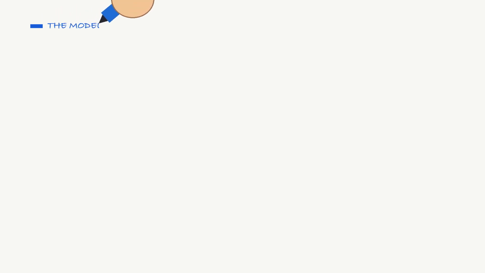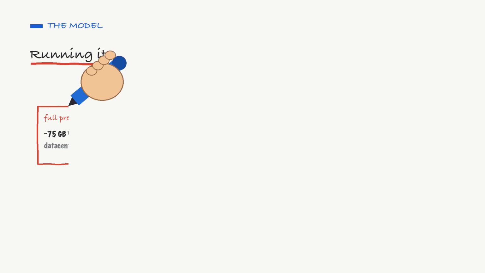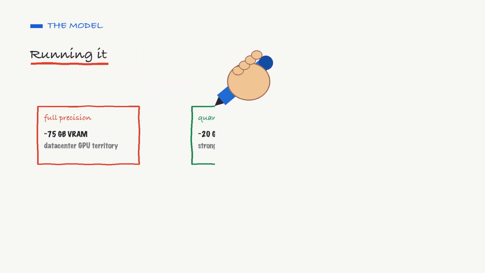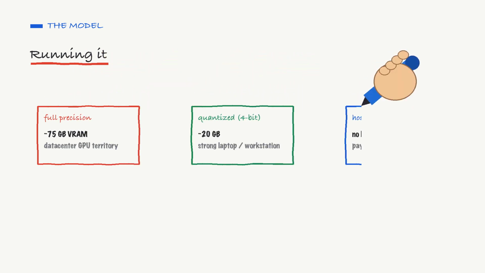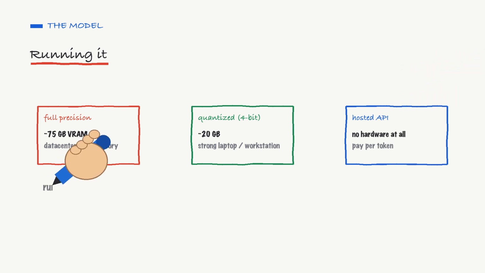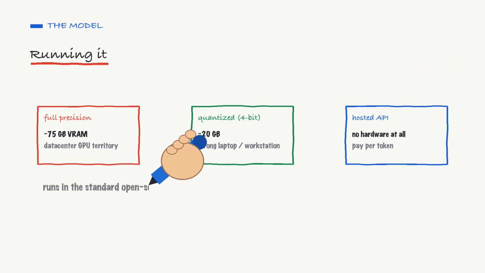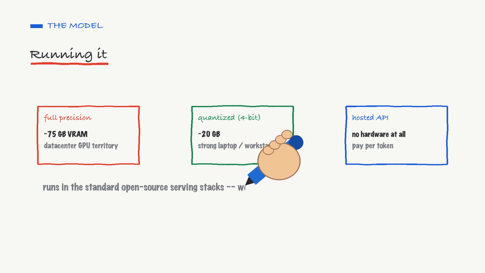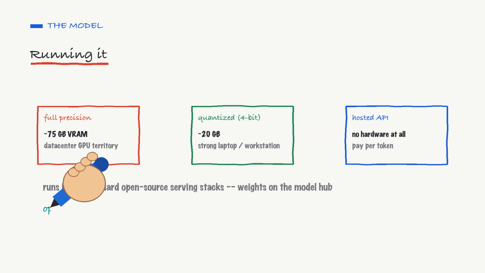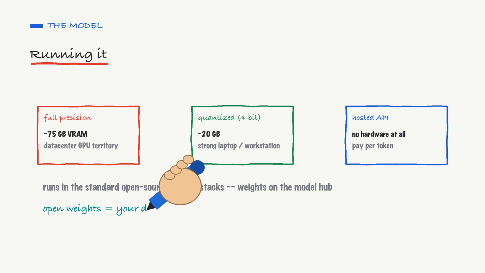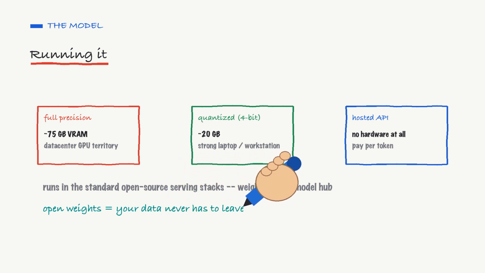Can you actually run it? At full precision, it wants around 75 gigabytes of VRAM, data center territory. But quantized 4-bit builds shrink to roughly 20 gigabytes, which fits a strong laptop or workstation. It runs in the standard open-source serving stacks. Weights are on the public model hub, and there's a hosted API if you'd rather not touch hardware. And self-hosting has a quiet superpower. Your data never leaves your infrastructure.